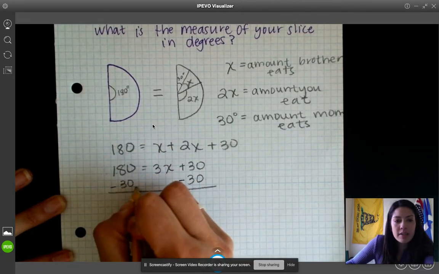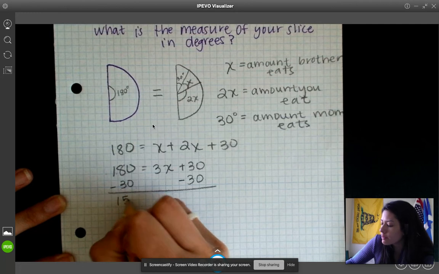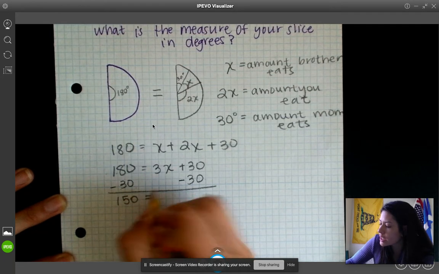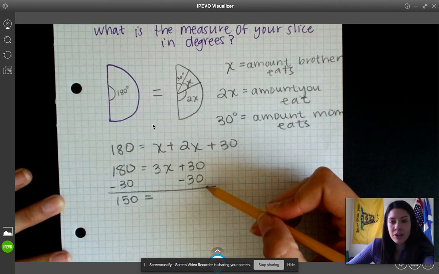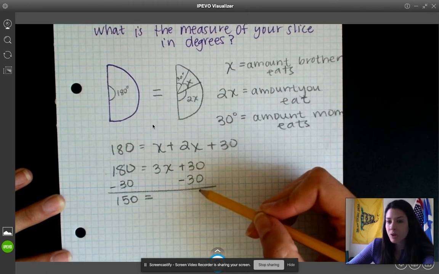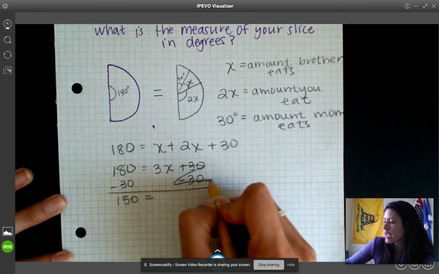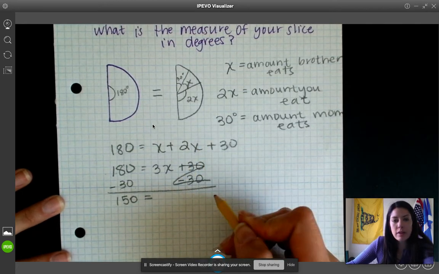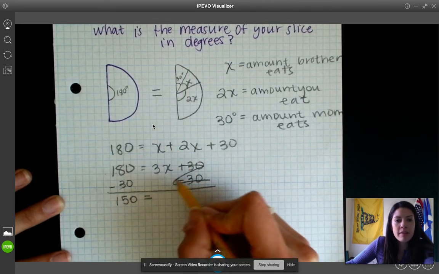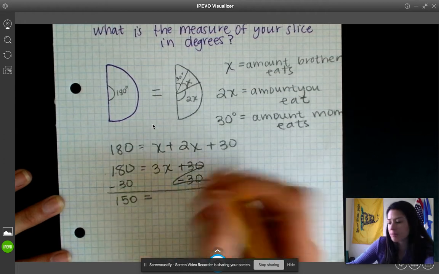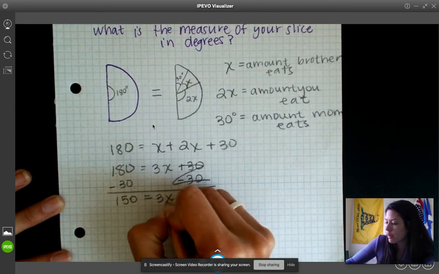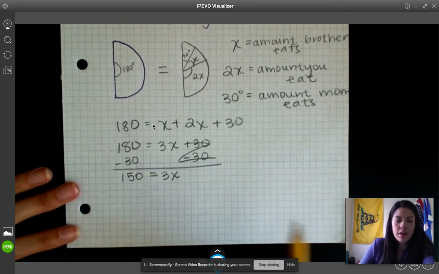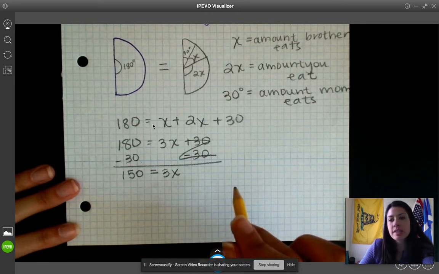180 minus 30, you're going to get 150. Remember, positive 30 subtract 30, those are going to cancel out, and I don't need to write 0 down here. All I'm left with is this 3x, and I'm just going to drop it down. 150 equals 3 times x.